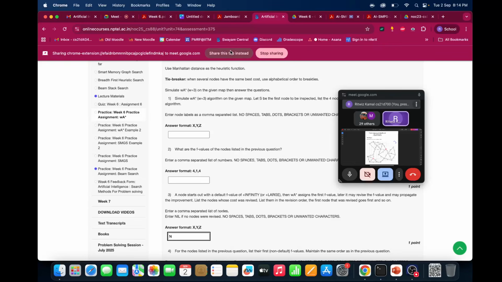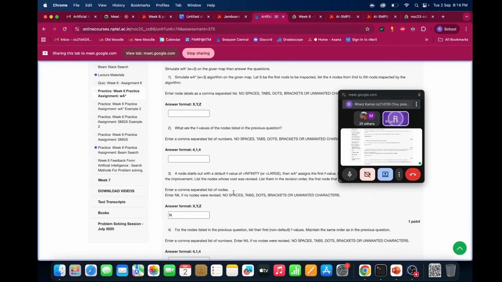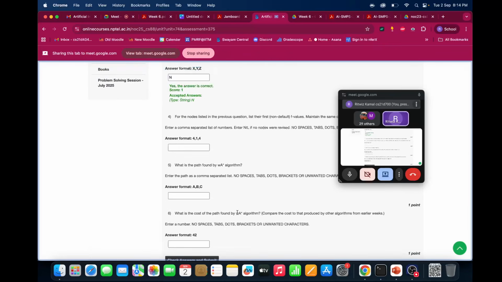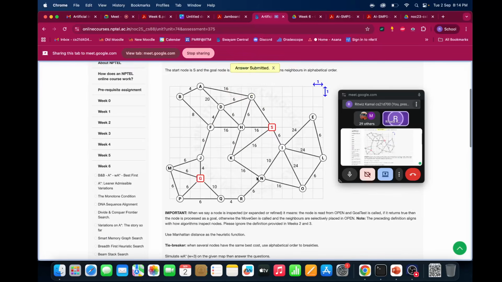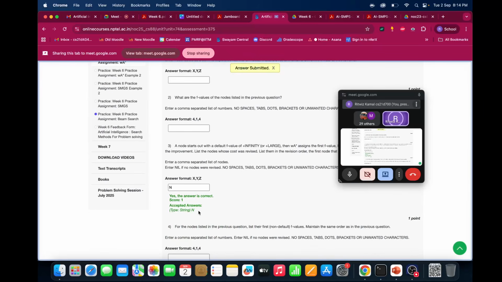Let's say if we enter just n, does it categorize it as correct or not? Yeah, it's correct, right? So n was the only node that was defined by propagation improvement. That's what they're asking in this question.